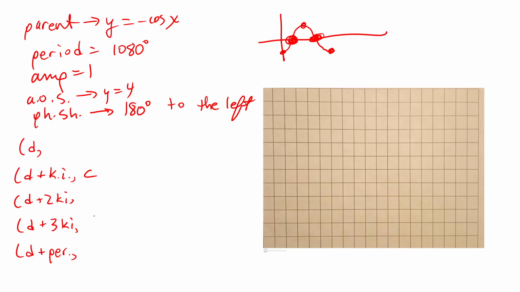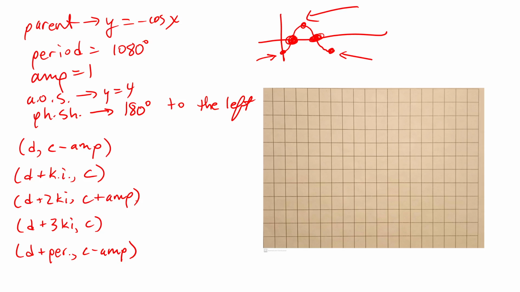So the second and fourth key points are going to have y values of c. The first key point is below the axis of symmetry, as is the fifth key point. So those are going to have y values of c minus an amplitude. And the third key point, the one in the middle, that's the one up top. That's one amplitude above the axis of symmetry. So it's c plus an amplitude.